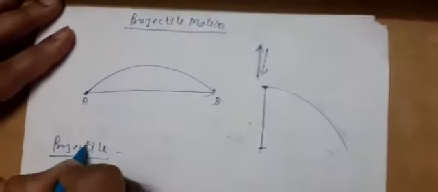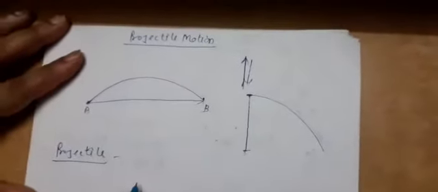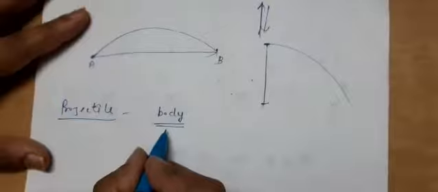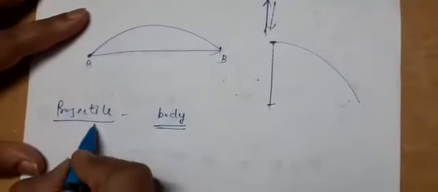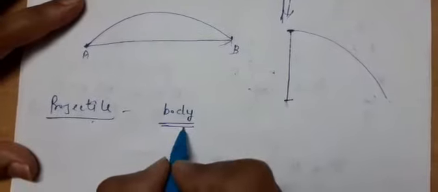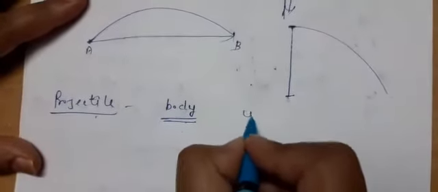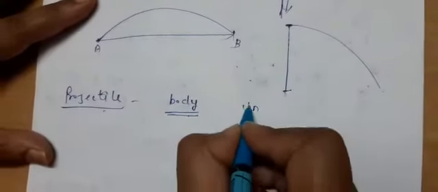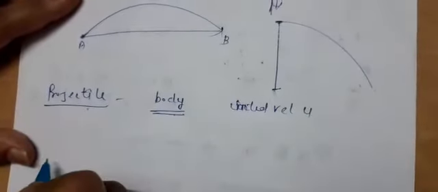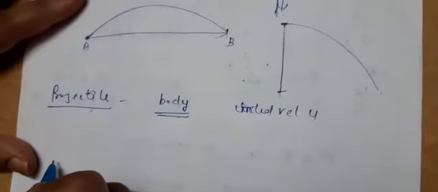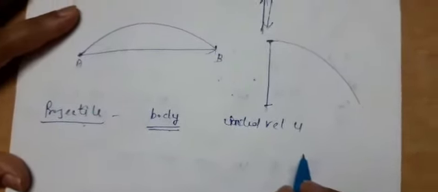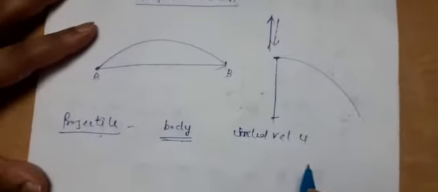Basically, what is this projectile? It is a name given to a body. Actually, when a body is thrown with some velocity, we term it a projectile. So it is a name given to a body thrown with some initial velocity. This is the initial velocity which we are giving to it. So now, a body which is thrown with some initial velocity at an angle with the horizontal.